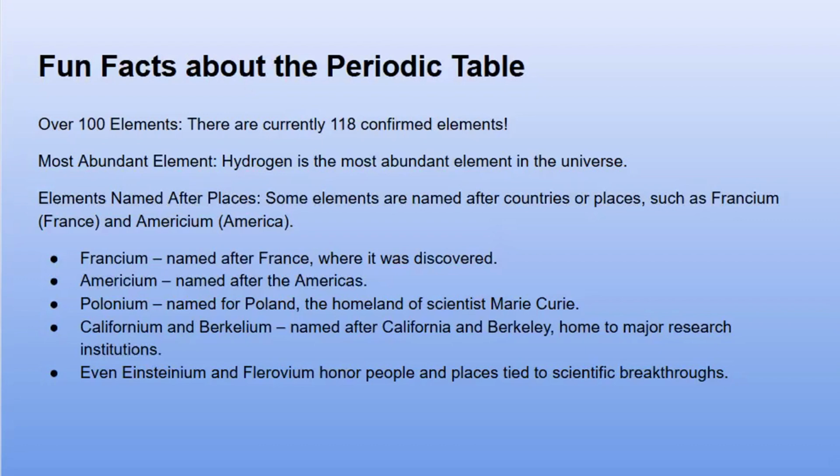And the next point is elements named after places. Some elements have cool names from countries or places where they were discovered, such as francium named after France, americium named after America, polonium in honor of Marie Curie, californium after California, and even einsteinium after great scientific minds and institutions. Chemistry is full of history, and the periodic table is a testament to that.